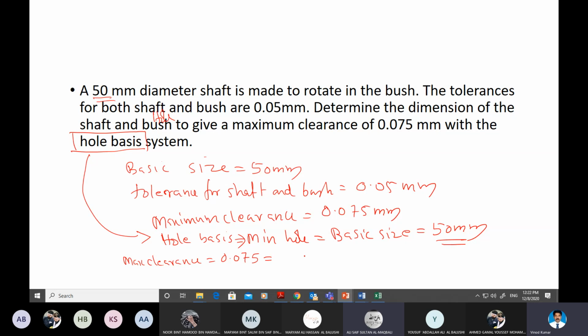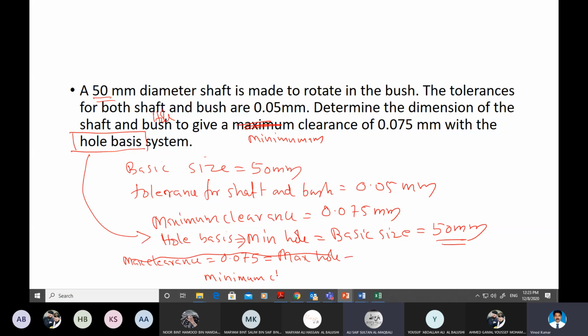Maximum clearance 0.075 equals maximum hole minus... so this has to be minimum clearance. This question has a minimum clearance. So the question has to be changed. I will change it and submit it. If it is maximum clearance, you cannot calculate it.